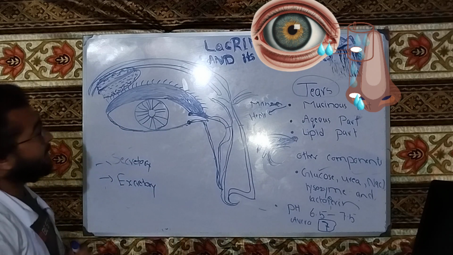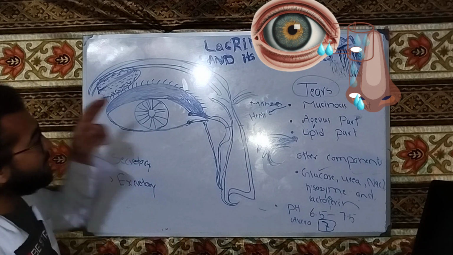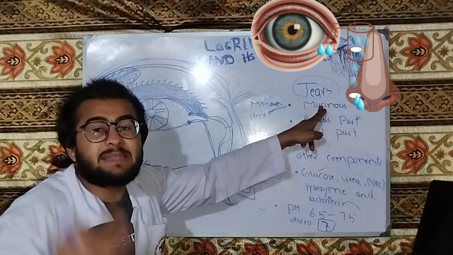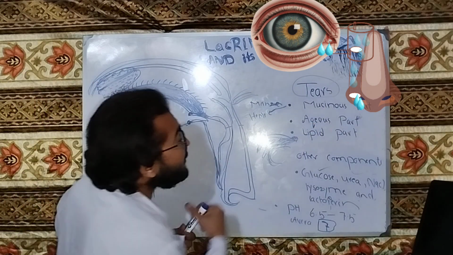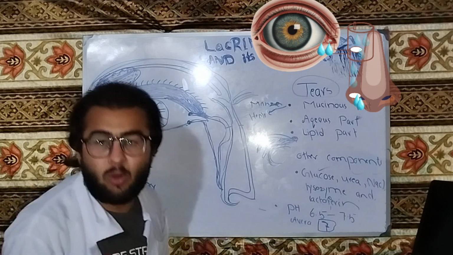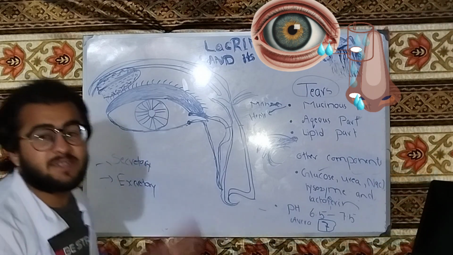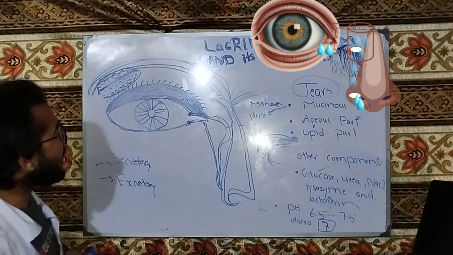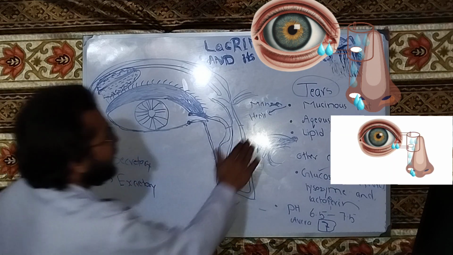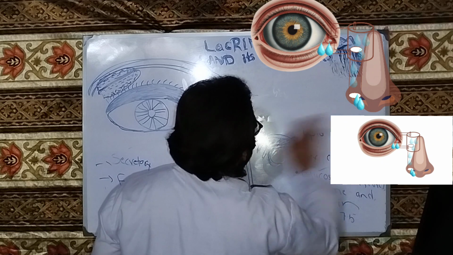Okay. Now the next part of the secretory system: we know that the mucinous part is secreted by the glands of Manz and Henle, and the lipid part is secreted by the Meibomian glands and glands of Zeis and Moll. So this was about the secretory system. Now the excretory system. The excretory system consists of many parts.